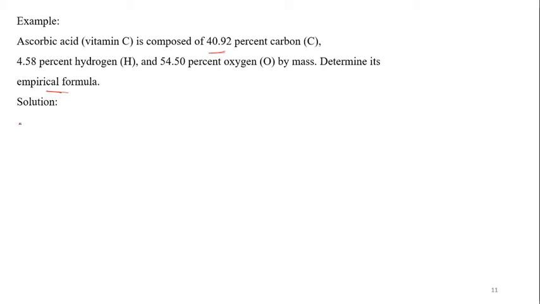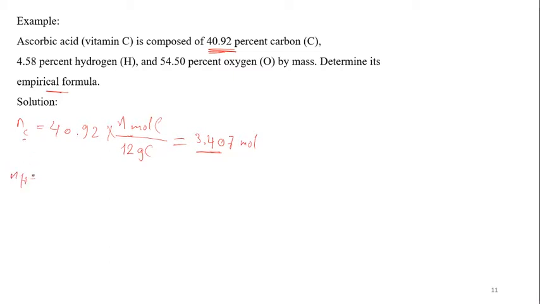First, I need to know the number of moles of each component. First, for carbon, I will multiply the 40.92% of carbon by 1 mole of carbon divided by the number of grams in each mole of carbon, which should be equal to 3.407. This means I have 3.407 moles of carbon.